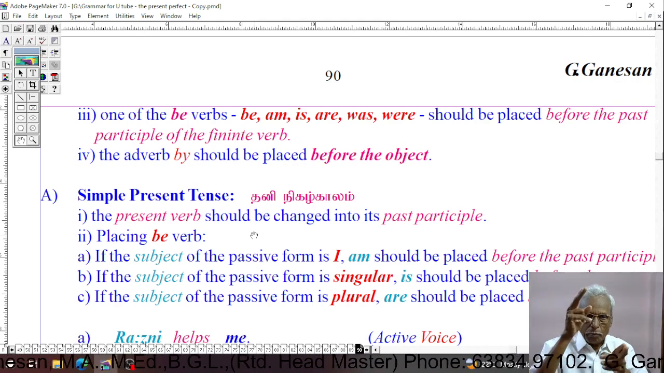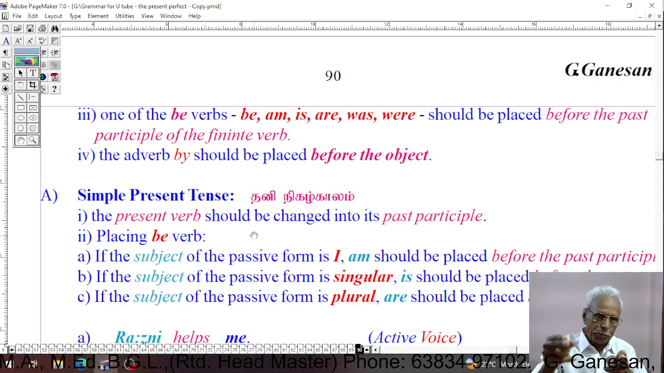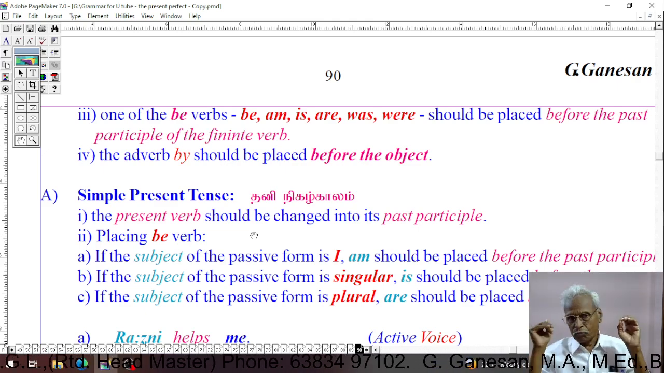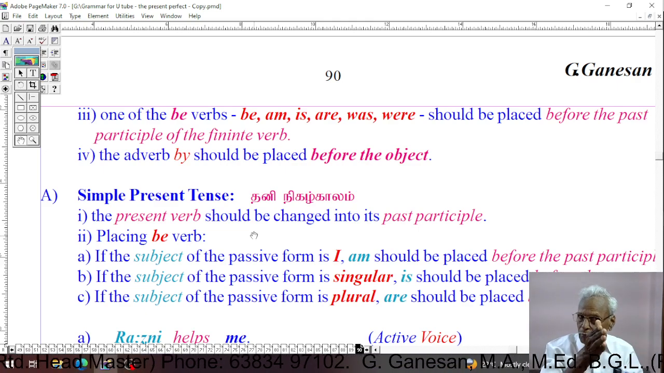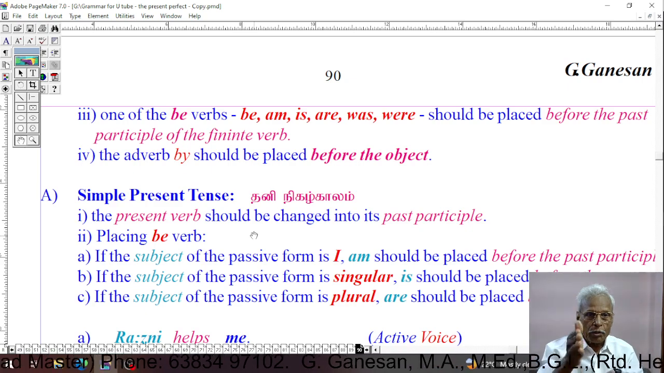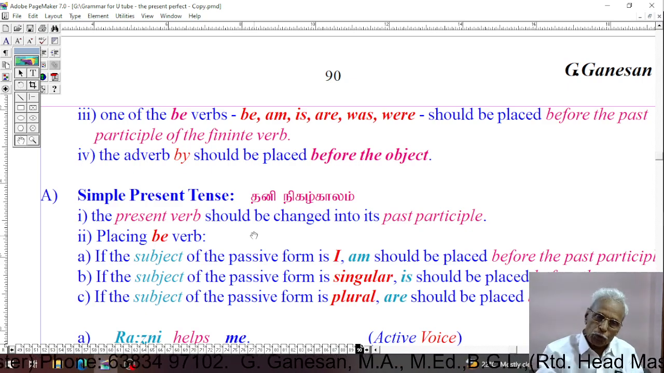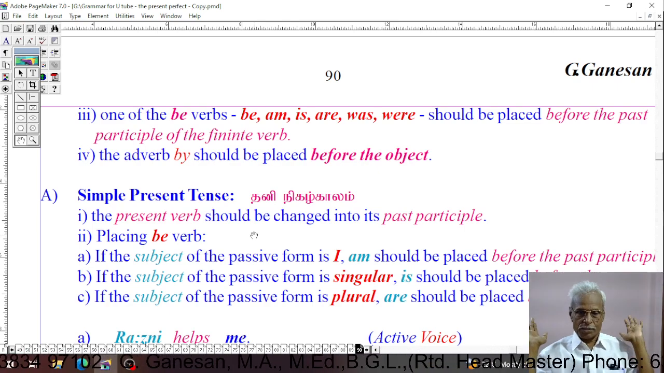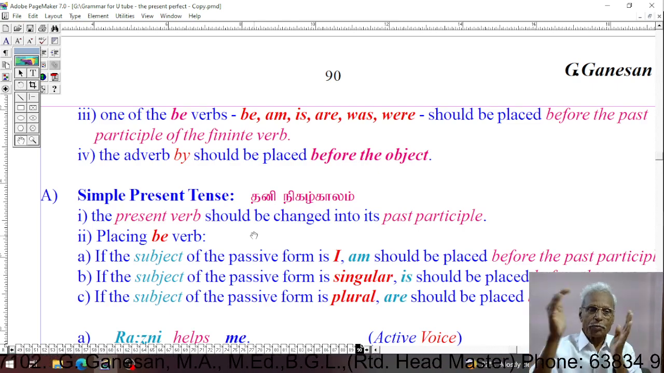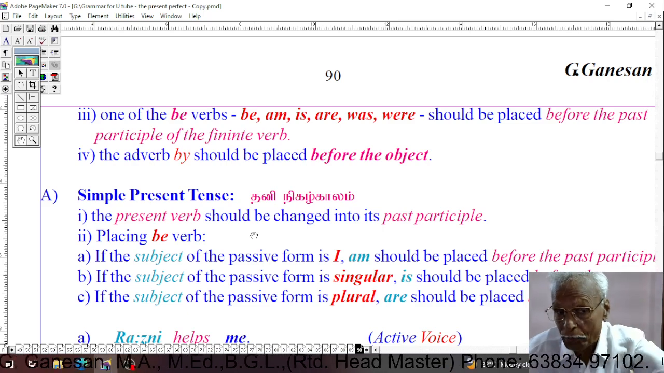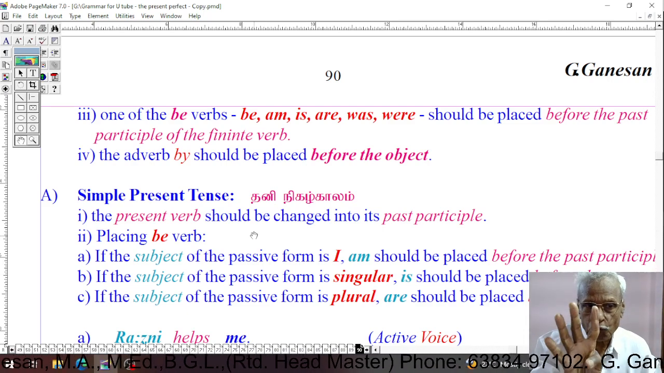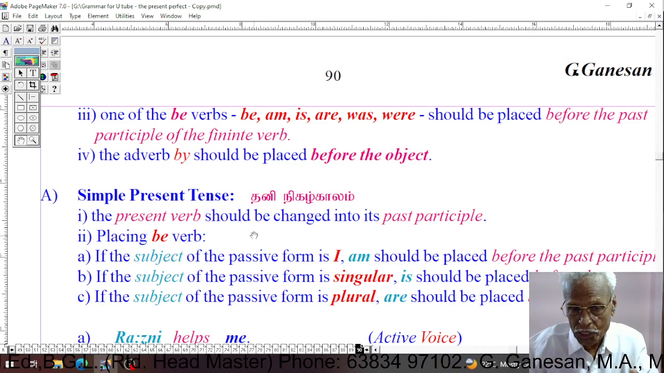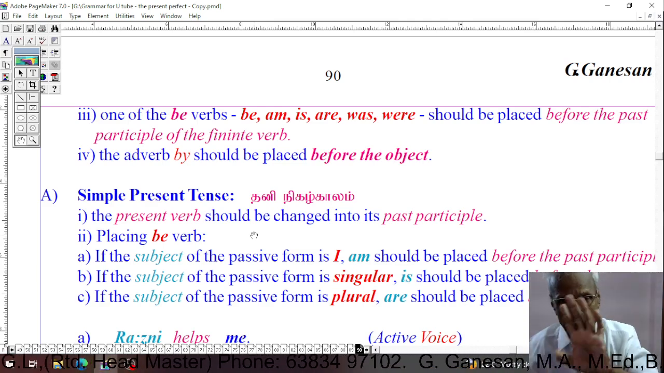Rule 4. The adverb by should be placed before the object of the passive sentence. These are the 4 rules to be followed in converting simple sentences into passive form, from active to passive.